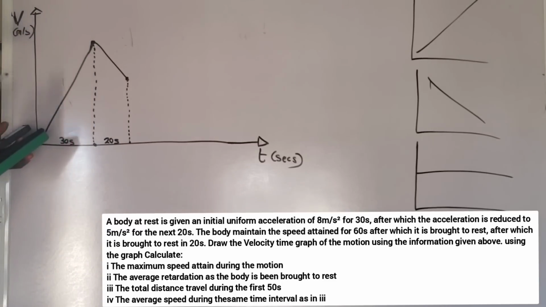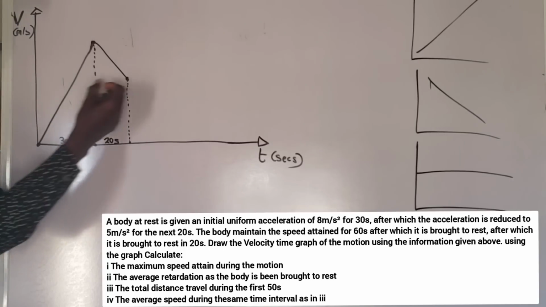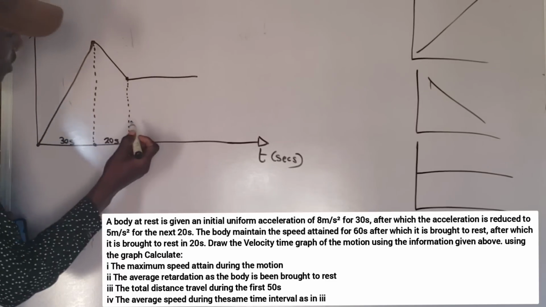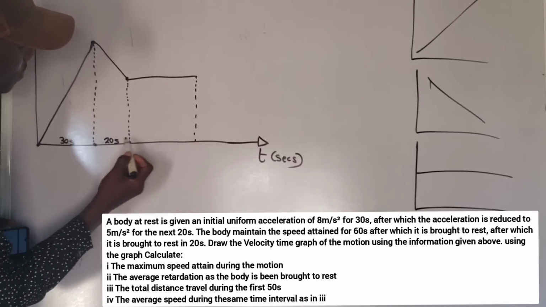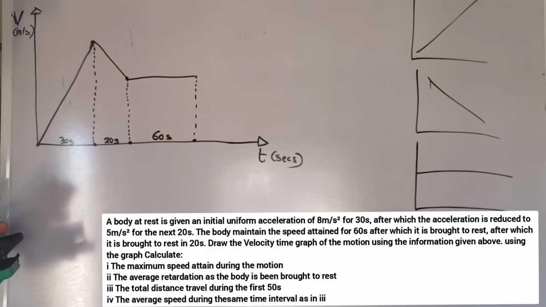So, because the question says the body maintains the speed attained for 60 seconds, it maintains simply means that the speed is constant for 60 seconds. Do you understand? So, for this, we're going to have something like this, 60 seconds. So, from this point to this point is what? 60 seconds. Do you understand?